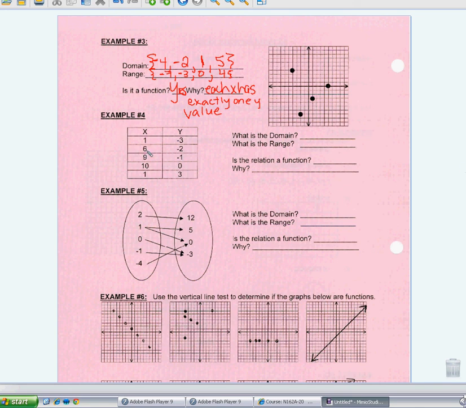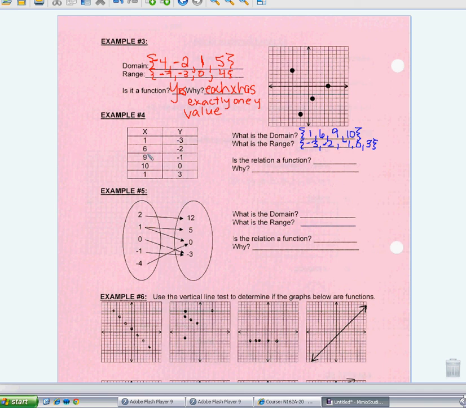Example 4 is in table form. So, what is the domain? Well, that's my x's. So I've got a 1, a 6, a 9, a 10, and I have another 1. I don't have to repeat it twice. I only write the domain once. What is my range? Well, those are my y's. I've got -3, -2, -1, 0, and 3. So I do write all of those out.